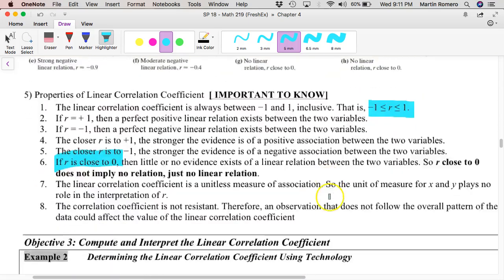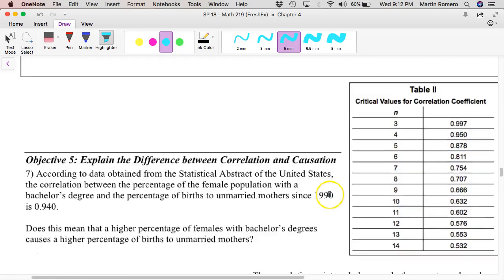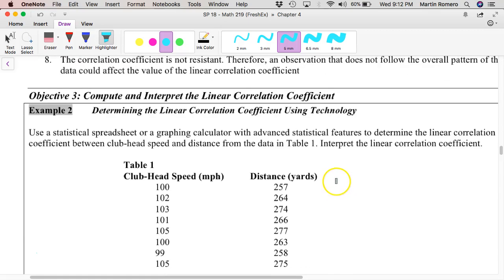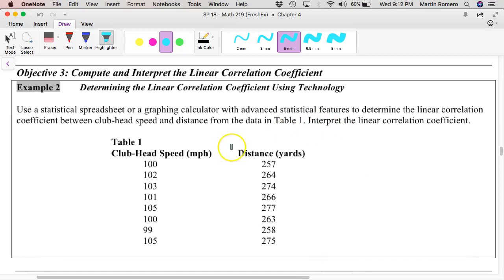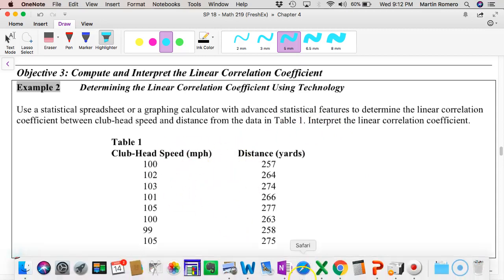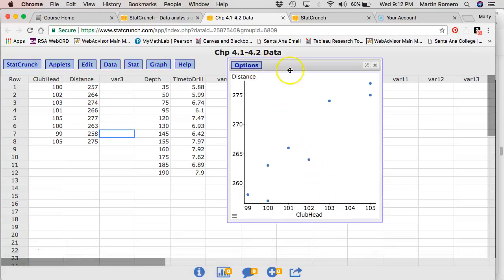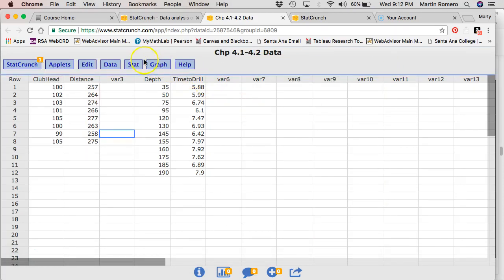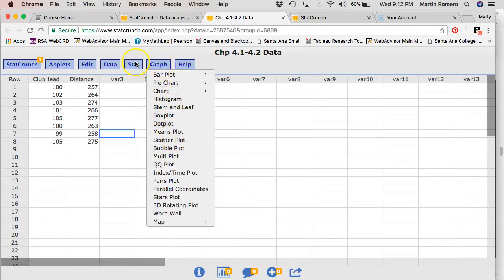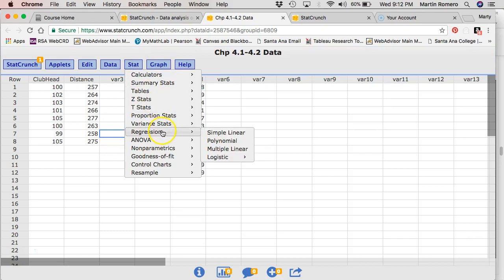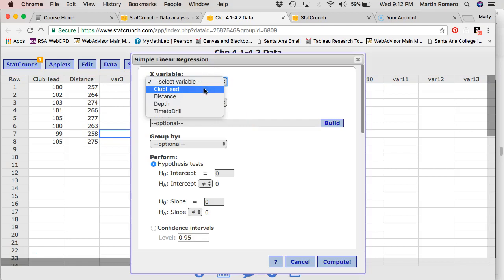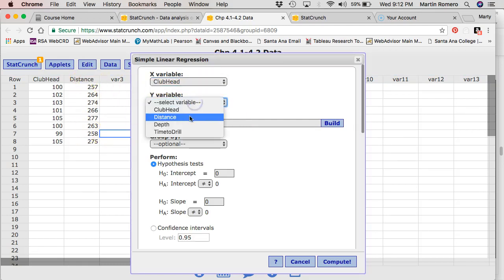To do that, we're going to use StatCrunch. Here's the graph. This time, instead of doing a scatter plot, we're going to do what's called a regression. So it's Stat, Regression, Simple Linear Regression. Simple linear, straight line. Then you put your variables in again: club head speed for X, distance is your Y. And then we go ahead and just compute.